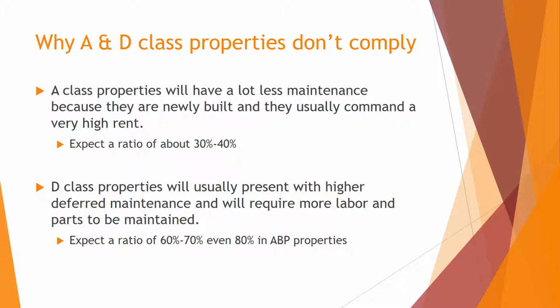D-class properties are on the opposite side of the spectrum, and they will usually have a lot more deferred maintenance, and they will usually be in worse shape. That's why they became D-class properties. The population in D-class properties usually doesn't show pride of ownership. So because you're going to need a lot more labor just to keep things together, you're probably going to need somewhere in the 60 to 70% OPEX to income ratio, maybe all the way up to 80% if it's an all bills paid property.